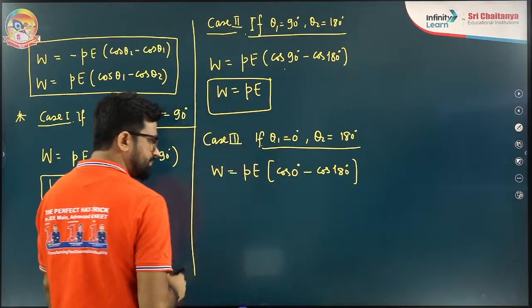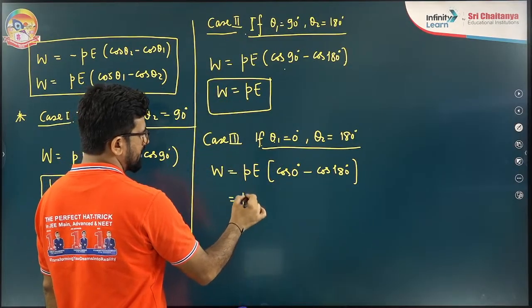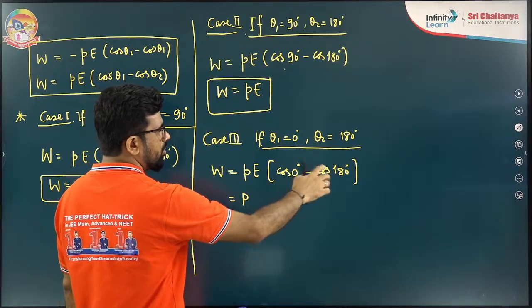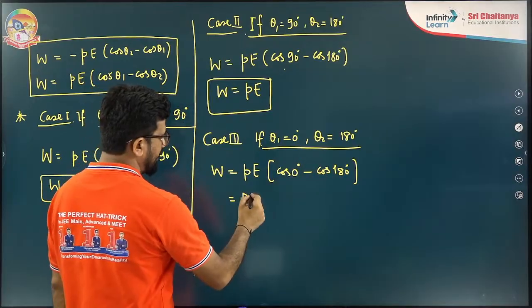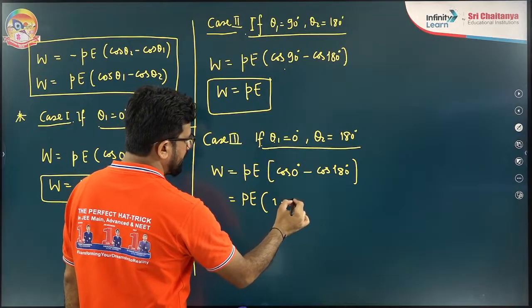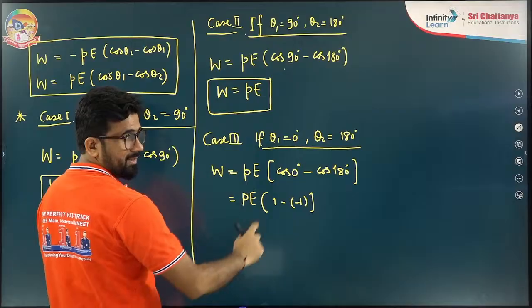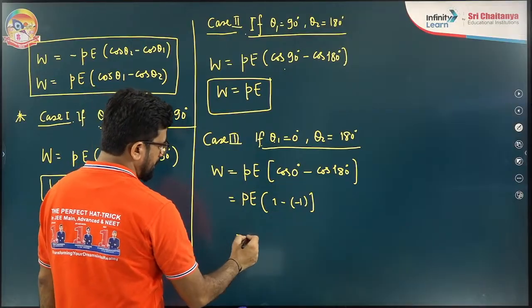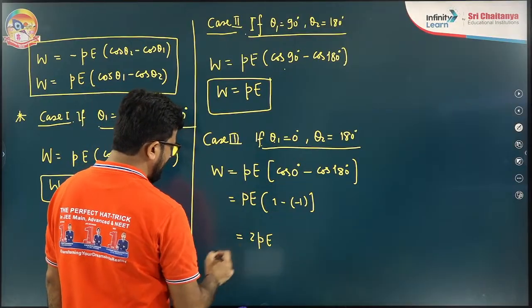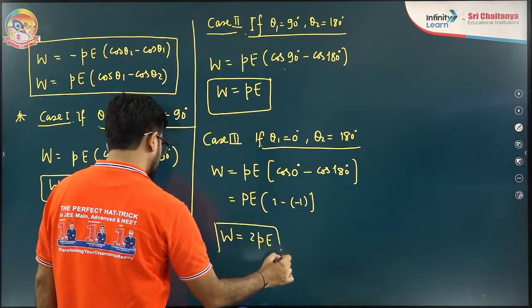What is cos 0? 1. Okay, this is the 1, you can write it. And cos 180 is minus 1. So you can write PE times (1 minus minus 1). Minus minus becomes plus 1, so 1 plus 1 becomes 2. That means this becomes 2PE, that is equal to work done.